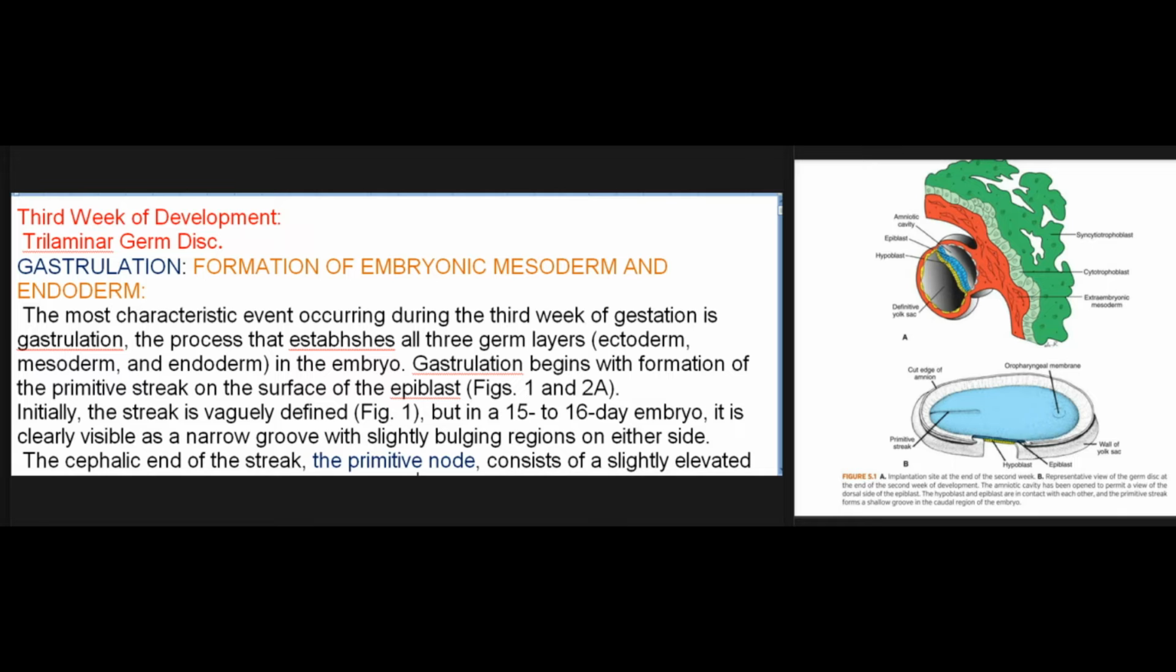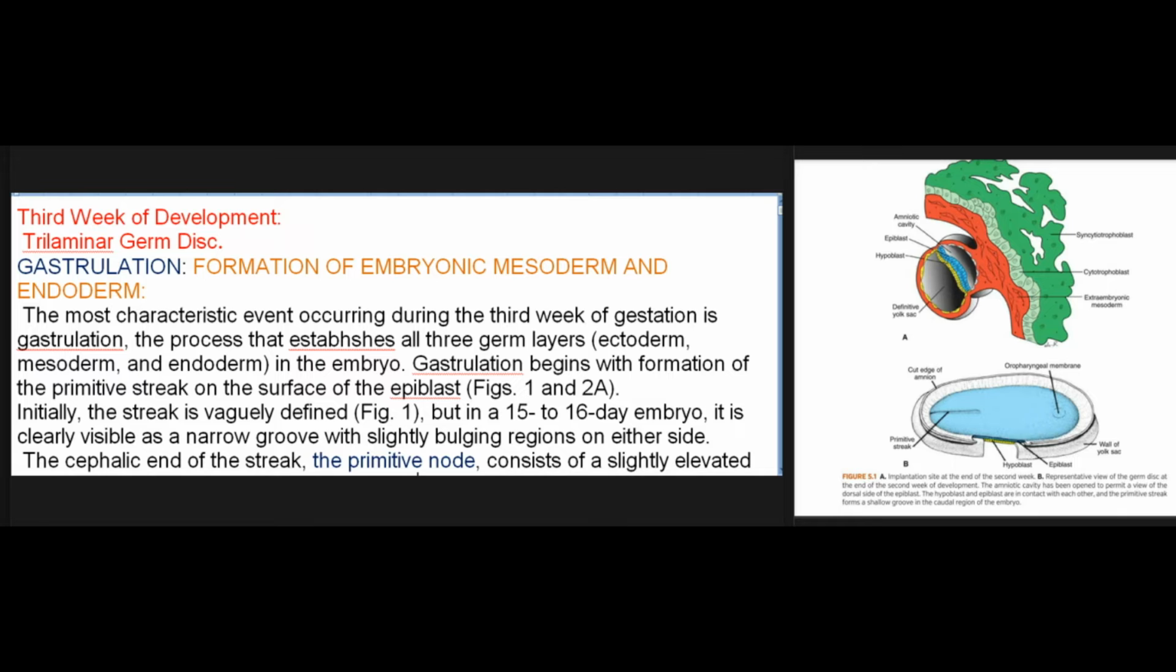Third week of development, trilaminar germ disc. Gastrulation, formation of embryonic mesoderm and endoderm. The most characteristic event occurring during the third week of gestation is gastrulation, the process that establishes all three germ layers, ectoderm, mesoderm, and endoderm, in the embryo.